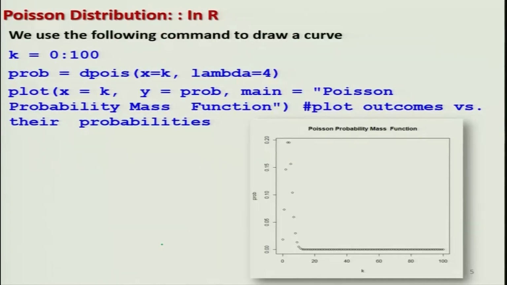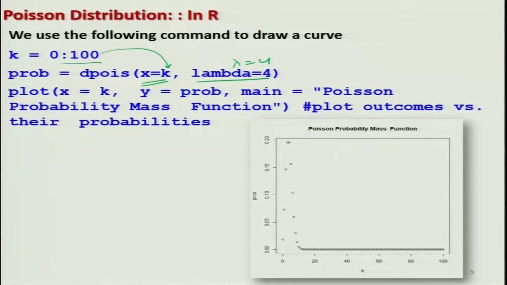So now let us try to first understand how these probabilities will look. What I try to do here is choose a particular value of lambda, say lambda is equal to 4, and then choose the value of x, say from 0 to 100, which is controlled by the variable k.